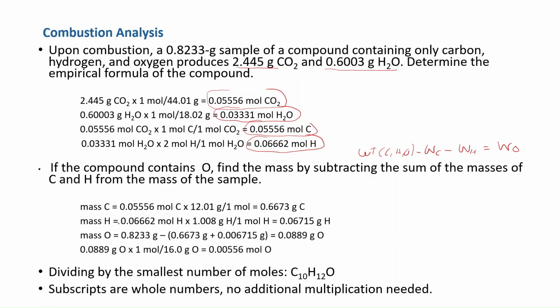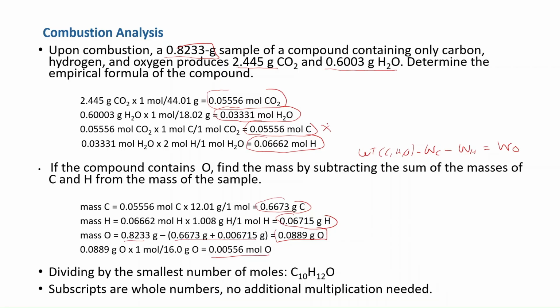So, how many grams of carbon? You know the moles, so you change moles of carbon to grams. The same thing with hydrogen. The moles of hydrogen, you change it to grams. They give you the weight of the whole sample. So the weight of the sample minus the weight of the carbon and hydrogen, that tells you how many grams of oxygen, which you can change to moles now.